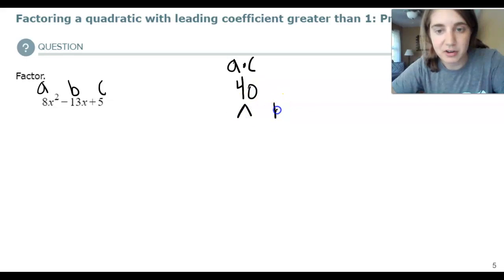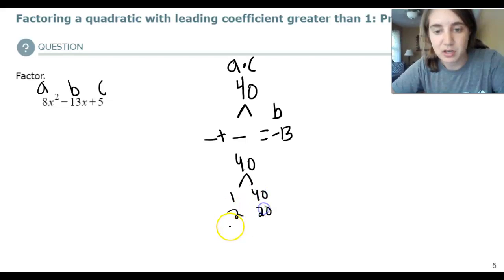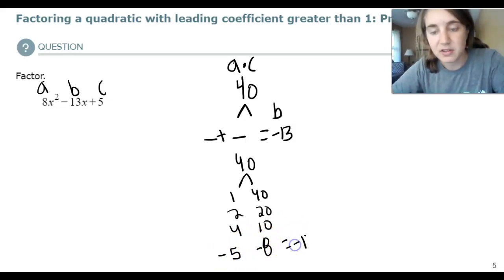But multiply or add to my B of negative 13. So look at my factors of 40: 1 and 40, 2 and 20, 4 and 10, 5 and 8. Okay, if I make both of these negative, they'll add to negative 13.